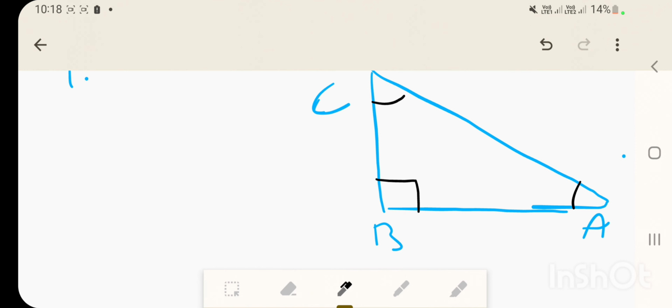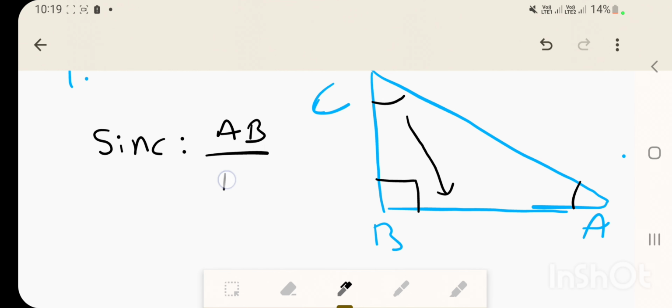Both are different. For example, if they ask to find sin C, then the opposite side, as we have seen in the previous lecture, opposite to the angle C is AB, and in the same way the opposite side to angle A is BC. So you should be careful which angle they are asking. If they ask sin C, the length of the opposite side to angle C is AB, divided by our hypotenuse AC.